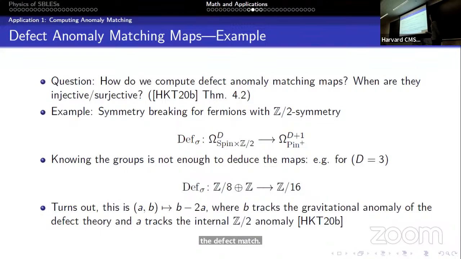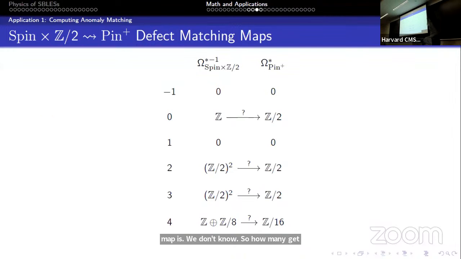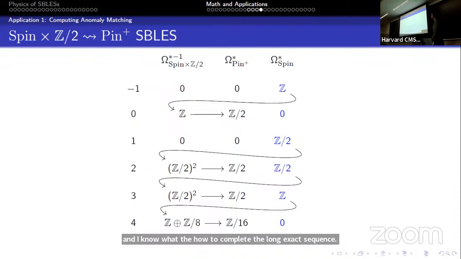So how do we get the map? Here's the example I just mentioned, degree 4. And let me just write some other examples in various dimensions on this slide. So here's the defect matching maps in low dimensions for these two symmetry types for this setup. I'm not sure whether this map, for example, is 0 or mod 2. But once I use that, I know what the fiber is, and I know how to complete the long exact sequence, and I fill the groups in, then I can deduce in many cases exactly what all of the maps are that I'm interested in.